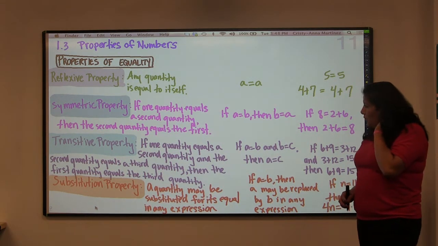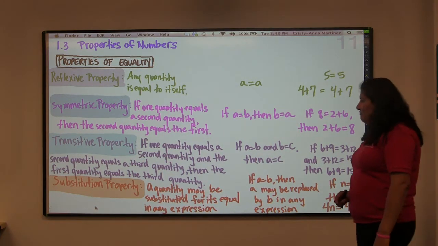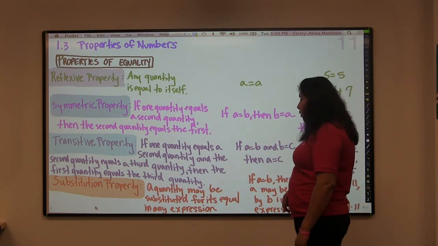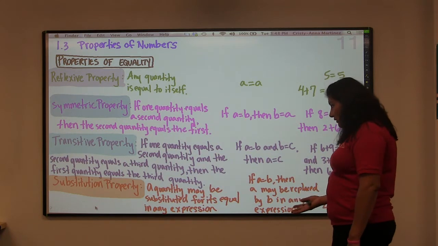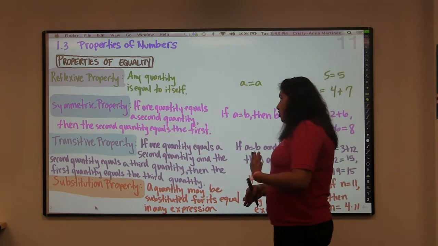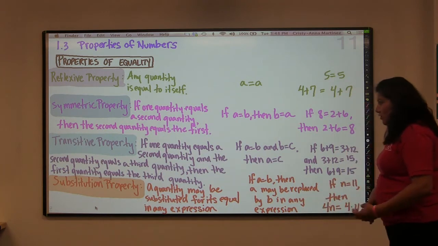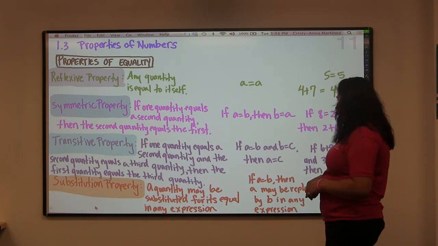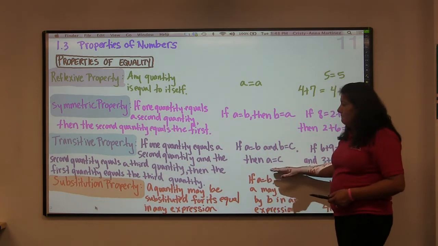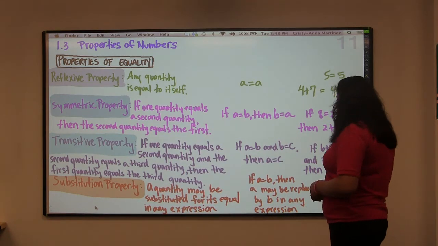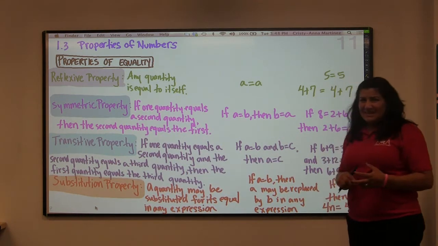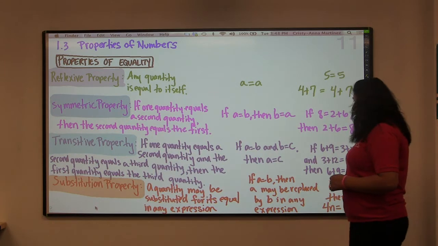The transitive property is one of our favorites. If one quantity equals a second quantity, and that in turn equals a third quantity, then the first quantity equals the third. Again, that sounds very wordy. It's a lot easier to just look at the symbols here. If A equals B and B equals C, then A equals C. Basically, it gets rid of the middleman.